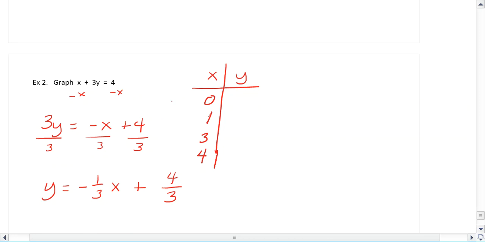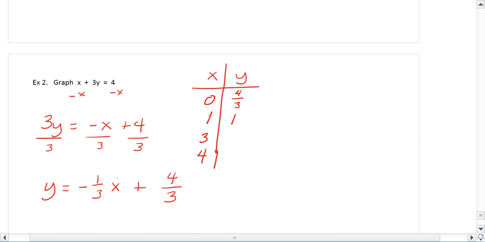If we put in a 0 for x, okay, there we got a fraction of 4/3. Okay, that's not always really fun to graph with fractions, but we'll work with it. Putting in a 1 here for x, I have negative 1/3 plus 4/3, and that equals 3/3, which is just 1. So that worked out nice.